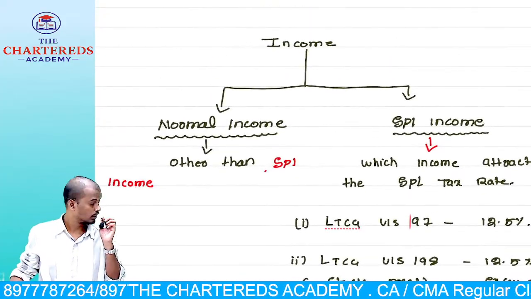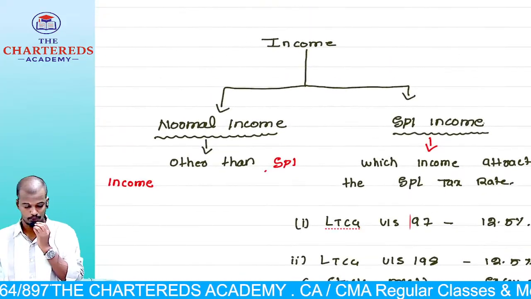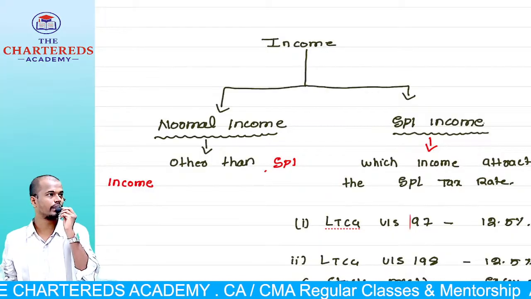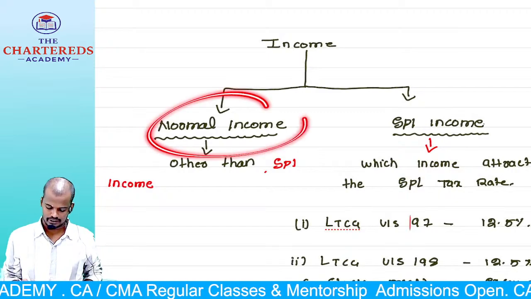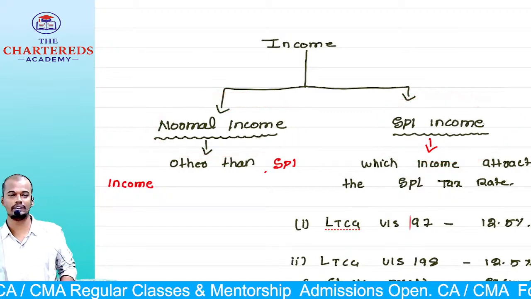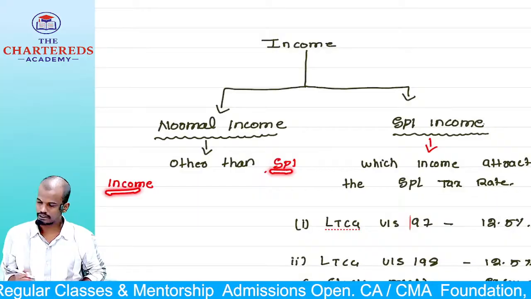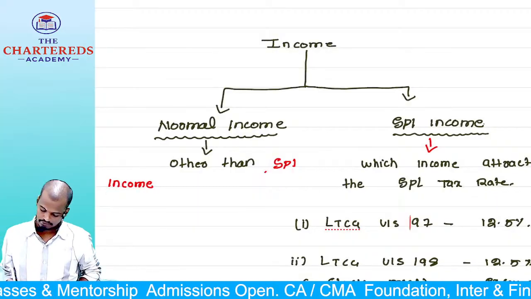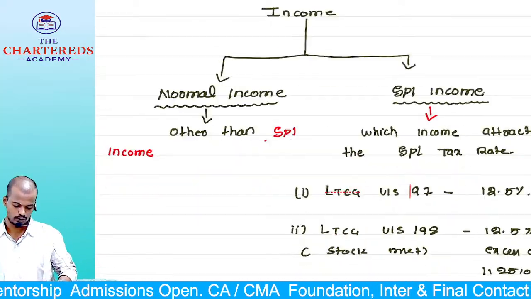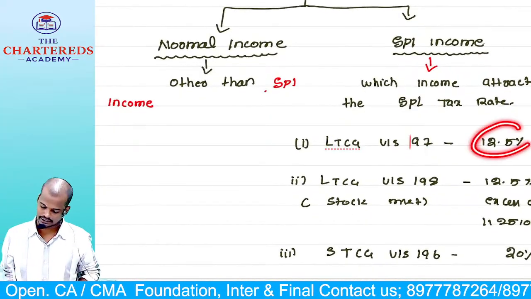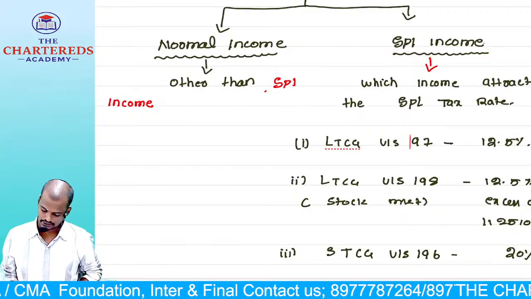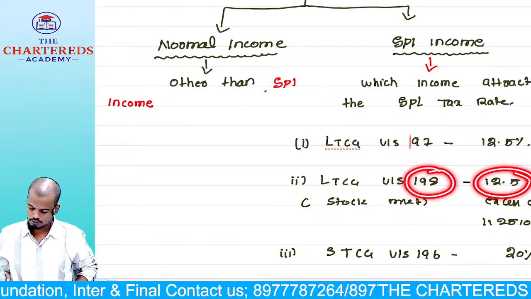So how many types of income do we have? Two types of income: normal income and special income. Normal income means other than special income. Special income means income which attracts special tax rates. What are the special incomes? Long-term capital gain under section 197. What is the tax rate? 12.5%. Section 198, what is the tax rate? 12.5% in excess of 1,25,000.